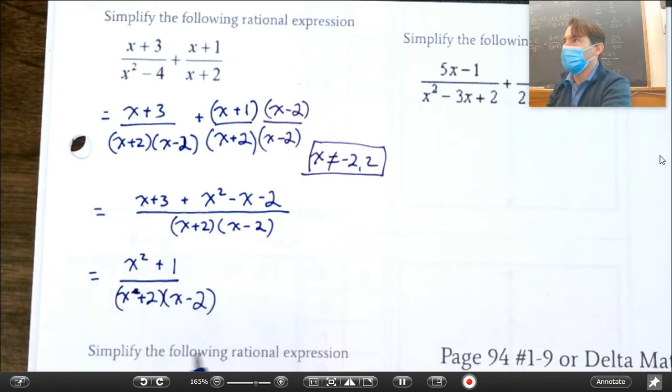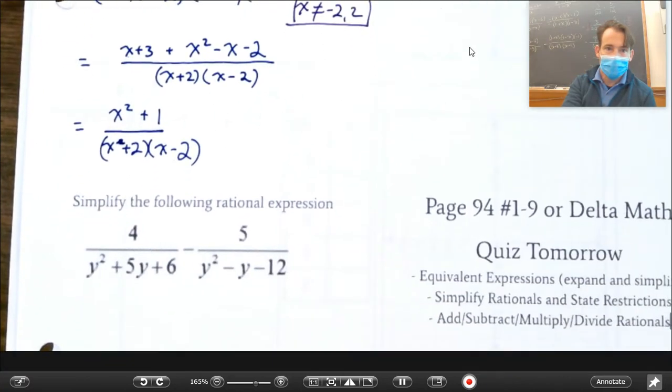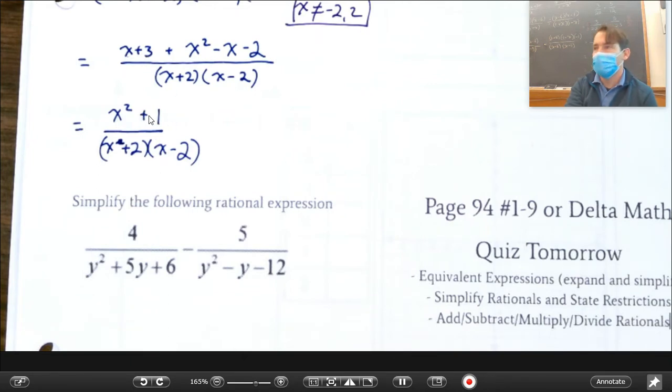And then, oh yeah, sure. So I just collected like terms here. This made that x disappear. Plus 3 minus 2 is just plus 1.